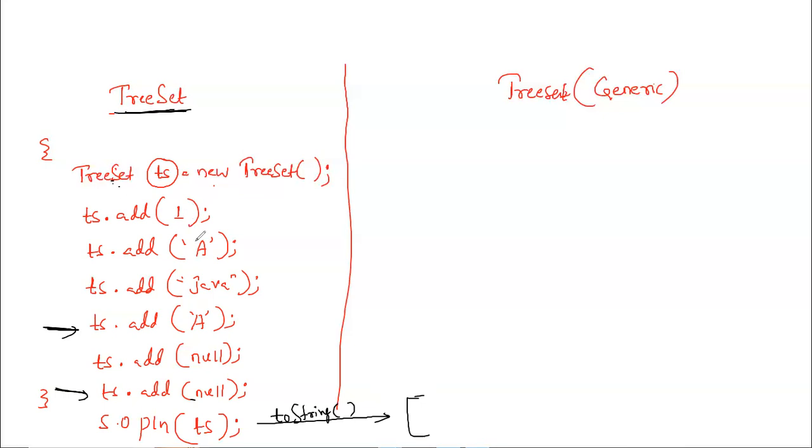One has some ASCII value internally, 'a' has some ASCII value, and based on that, we get the corresponding output. So I'm not sure about the exact order, but do we get 'a' twice or once? We get 'a' only once. And do we get null twice or once? Once, depending on the version which I am using.